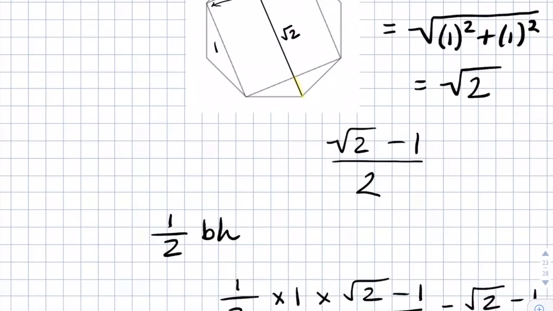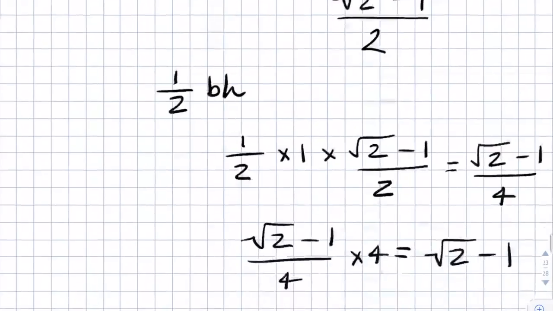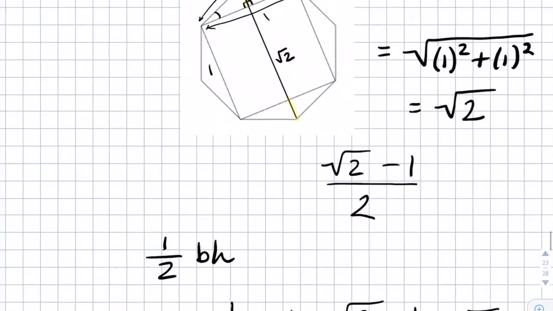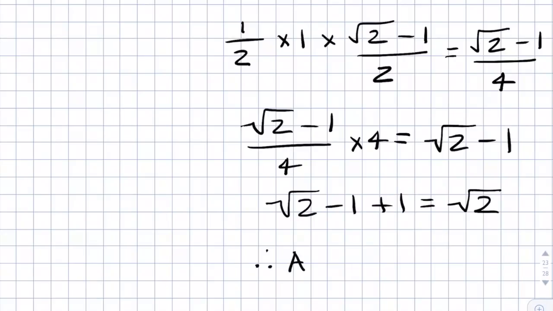Okay, so what that means is I've got the areas of all these triangles around the outside. I don't want just the area of the triangles around the outside. I want the area of the triangles around the outside and the area of the square. So all I need to do is add the area of the square. So it's root 2 minus 1 plus 1, which is root 2. And I've got an answer for root 2, which is D. So therefore, answer equals D.